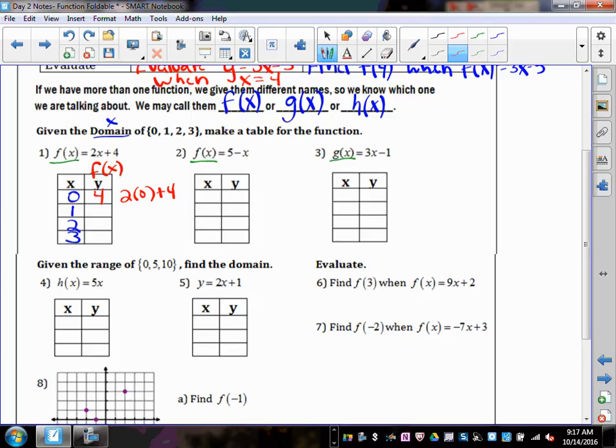All right. So now let's put in 1. 2 times 1 plus 4. What's 2 times 1? And plus 4? Good.